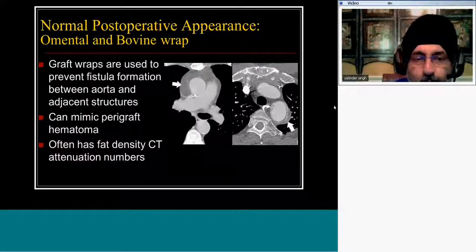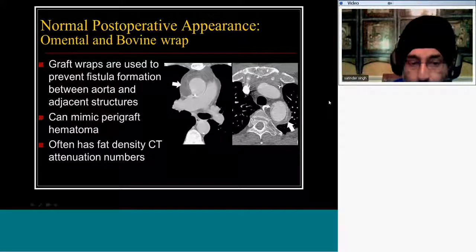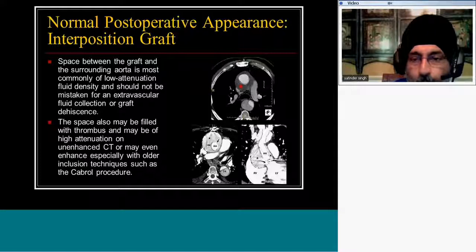Sometimes omental or bovine grafts are used at the anastomotic site to reinforce those areas, and they can look like increased soft tissue density and can mimic a peri-graft hematoma. But if you look at the density, most of these grafts have fat within them, and you can sometimes see the vessels curving around within the fat. A hematoma usually doesn't have any vessels. So these can be easily identified by looking at the density as well as the vasculature orientation around the graft.